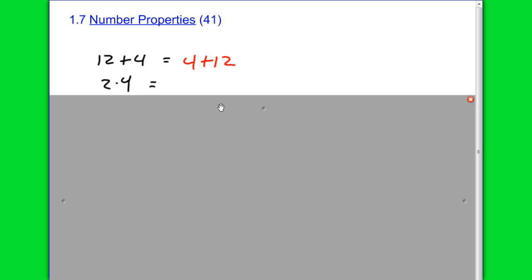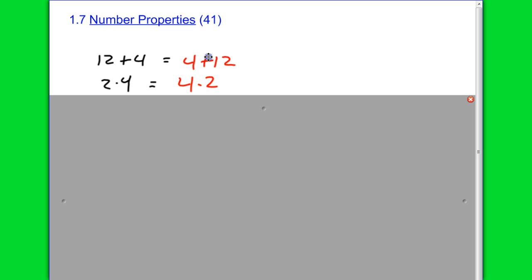2 times 4, does it equal what, Michaela? 8. It equals 8. So how could you rewrite it? 4 times 2. Very good. Does that still equal 8? Yes. So we may move the factors, as long as they're all factors, and we have the same product. We may move the addends, and we have the same sum.